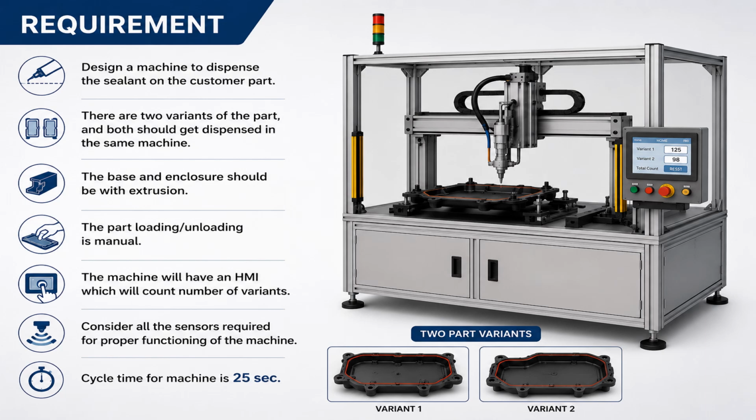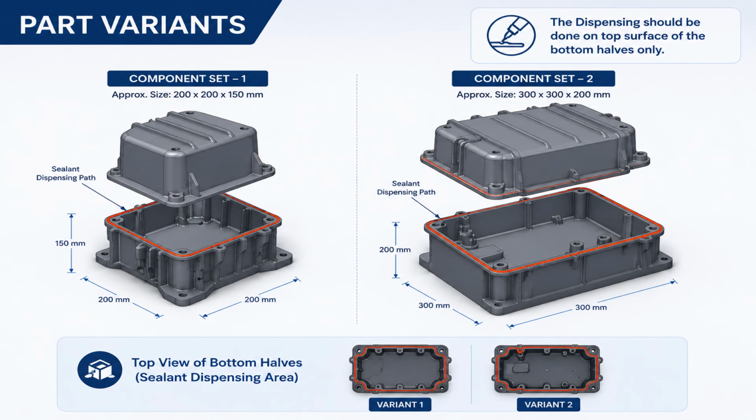Whenever you design a machine, it's not only about mechanical things, but you have to think about the sensors and many other parameters which are required. And the most important parameter mentioned by the customer is that the cycle time for the machine is 25 seconds. That means whatever processes you have in that machine should get completed in 25 seconds, and the part should be dispensed with the sealant in 25 seconds. That is the meaning of these requirements. Now let's see what the part variant is.